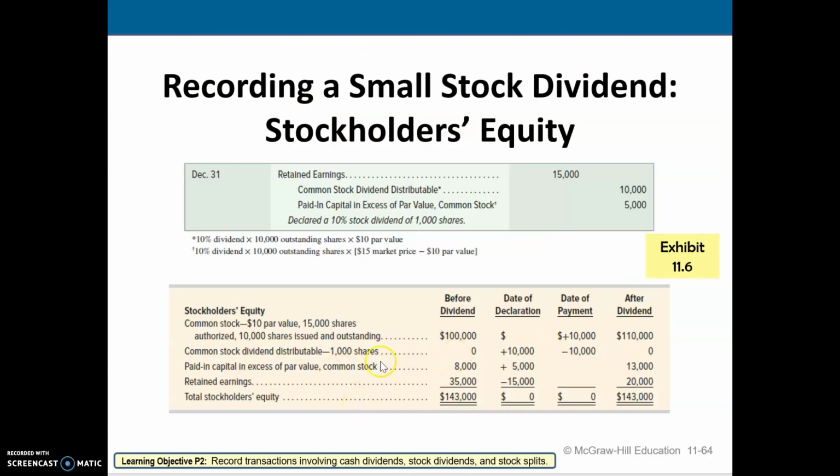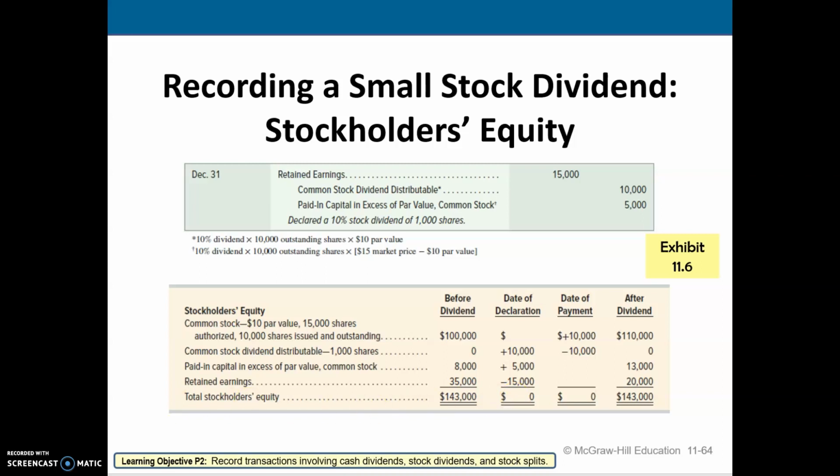So here we can see the changes in the stockholders' equity account. The common stock dividend distributable goes up by 10,000, and the paid-in capital in excess of par is going up by 5,000. Retained earnings goes down by 15,000.